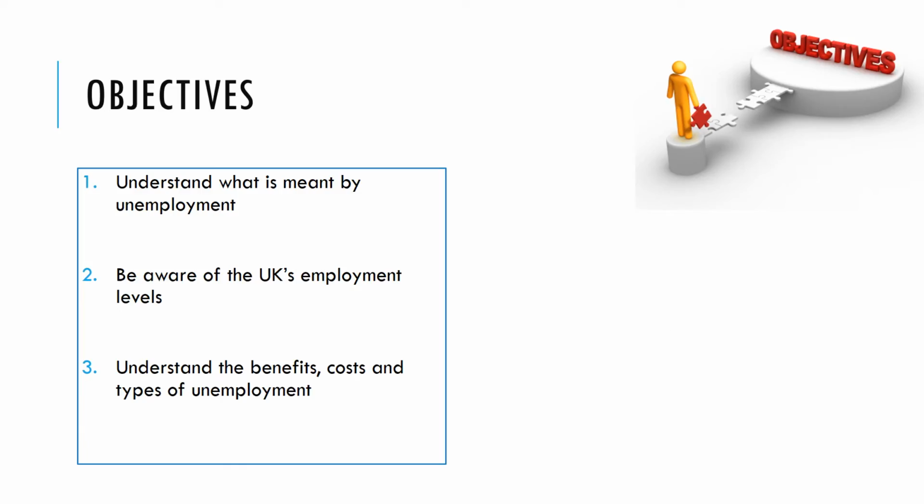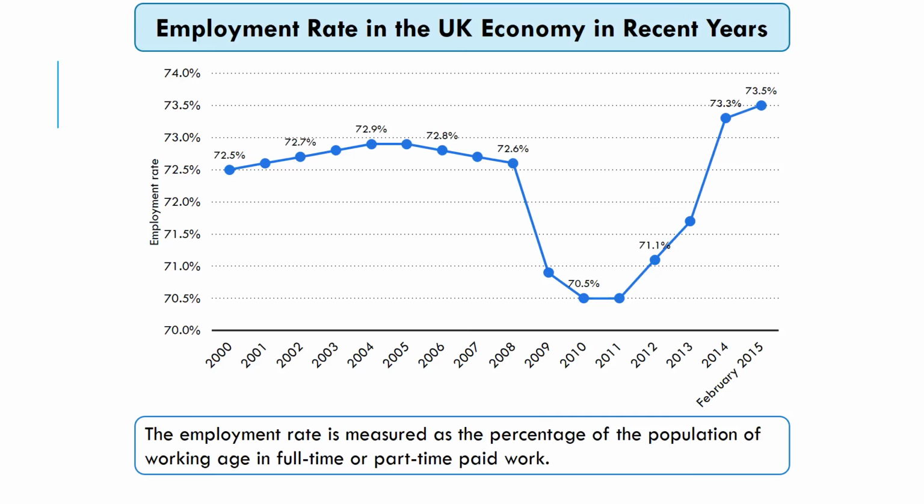Okay, so we've looked at what is meant by unemployment. Now let's look at some trends in the UK. Start off with the employment rate. So the employment rate is measured as the percentage of the population of working age in full or part-time work. And we can see it's around 73-74% with a dip around 2008, 2009, 10 where we had the recession, and it has recovered since then and is now higher than it was previously.